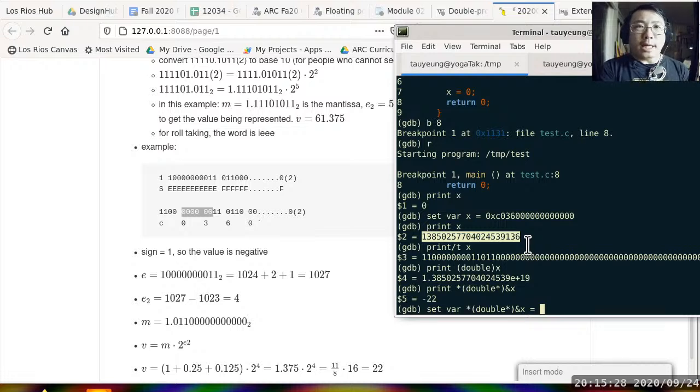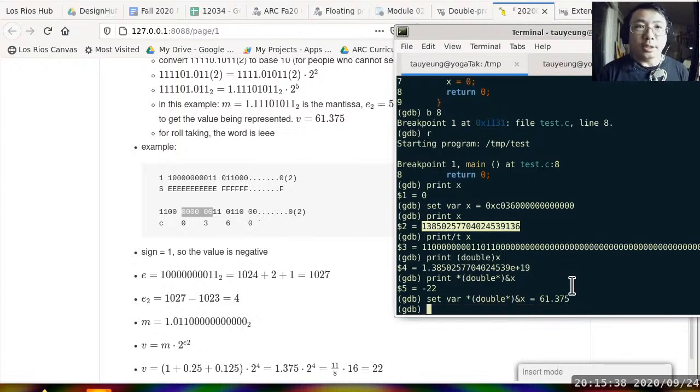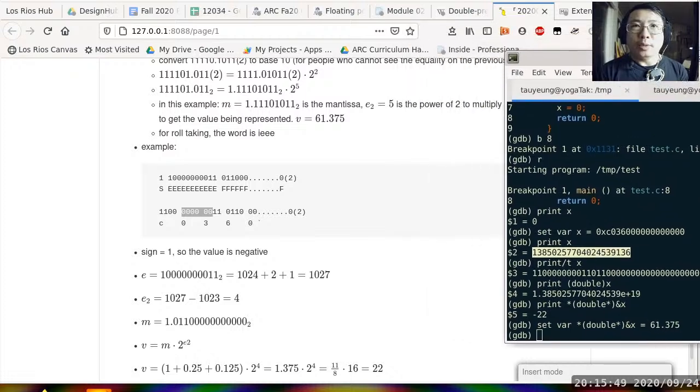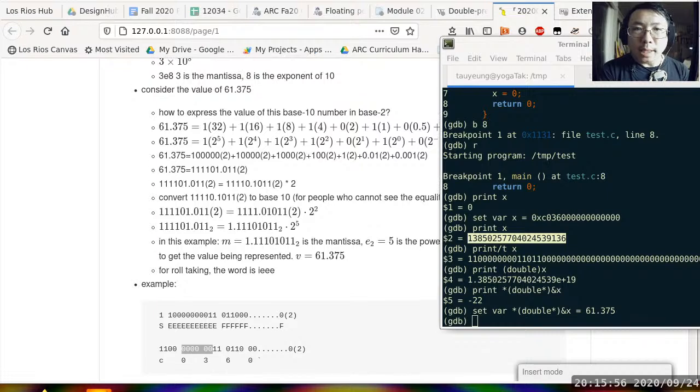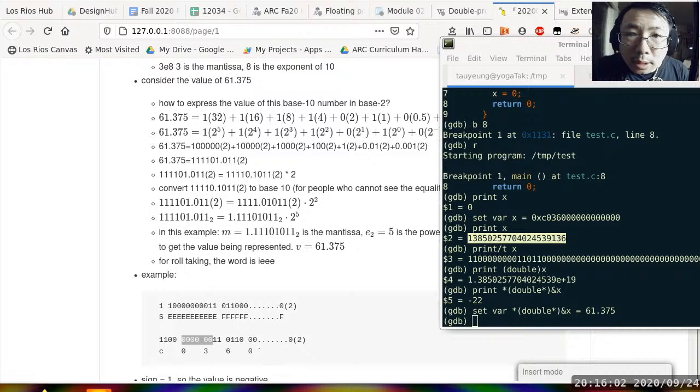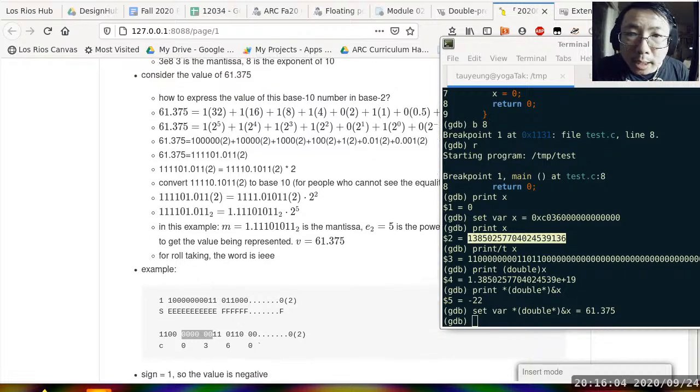Okay, so getting back to GDB, which is what we are seeing here. So let's go ahead and set this to what we want to represent, which is 61.375, okay? Press the enter key. Not a problem here. But now we want to look at the binary representation and see whether we are getting back what we are expecting. So let's work out what we should be expecting first. So let's go back to this example here, and I need to get to the right point, which is here.